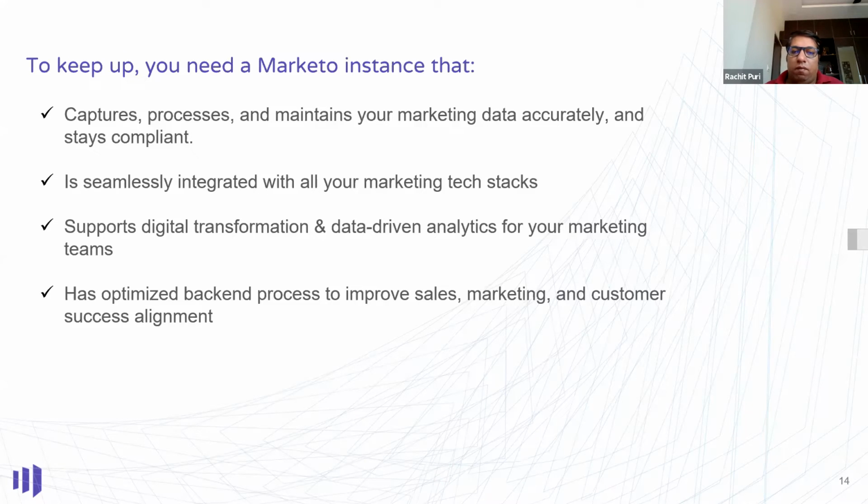And lastly, have backend processes which are fully optimized to make sure that your sales and marketing as well as your customer success team is aligned. Historically, it has been mostly about sales and marketing, but as business is changing, it's becoming more about customer success, sales, and marketing. So all three are equally important stakeholders in that data now.